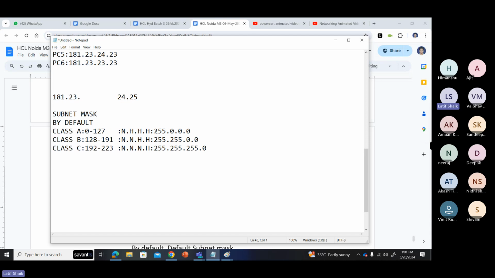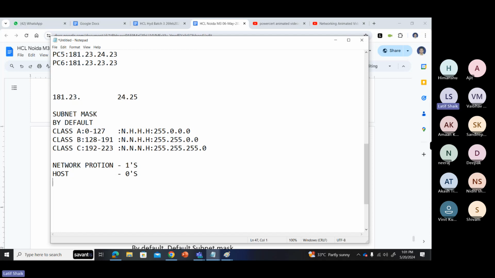This is the default subnet mask of class A, the default subnet mask of class B, the default subnet mask of class C. Wherever 255 is there, that is the network. So two 255s for two network portions, three 255s for the first three, and it follows from there. The network is represented by ones and the host is represented by zeros.